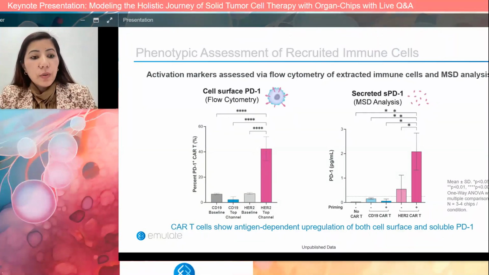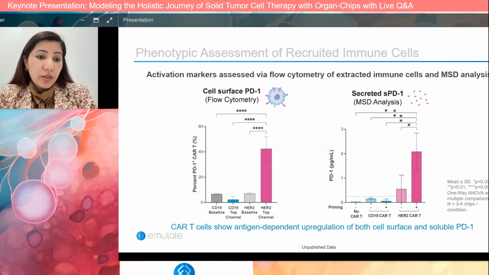This workflow also provides users with immune cell extraction. So here on the left-hand side, you can see that these are PD-1 expression on the cells that got recruited to the tumor site. The reason you see more on the HER2 is because they have basically encountered the antigen on the tumor cells, killed it, and then got exhausted.